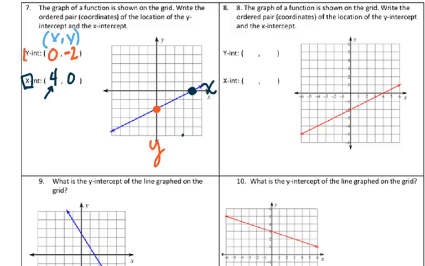We wrote the y-intercept in the y spot of the ordered pair. X-intercept is where it crosses the x. Y-intercept is where it crosses the y. Very easy. So go ahead and try the same thing with number 8. X-intercept, y-intercept.